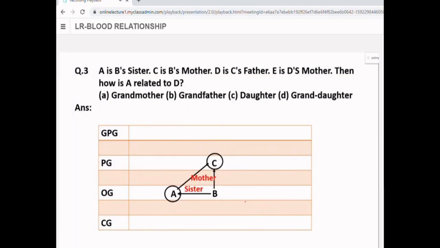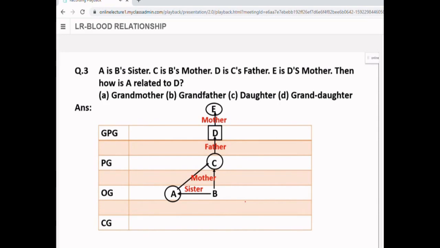Further, D is C's father. So one line up above C. Being father, the gender is male, so rectangle. E is D's mother. So it will go beyond our four lines; it's not restricted to 4 lines. Now see, I'm writing that, so I left some space. E is mother, so circle, mother of D.